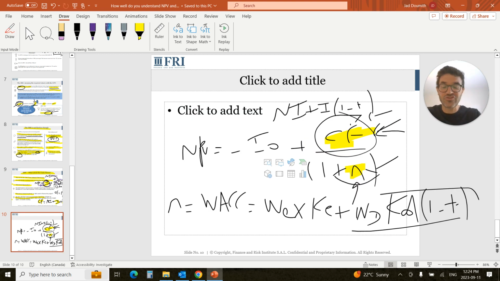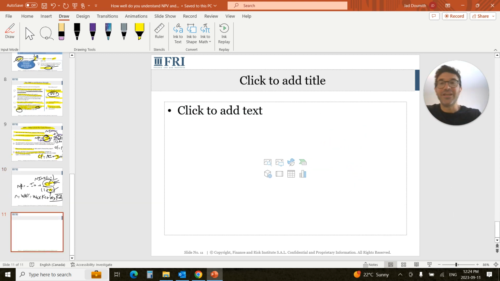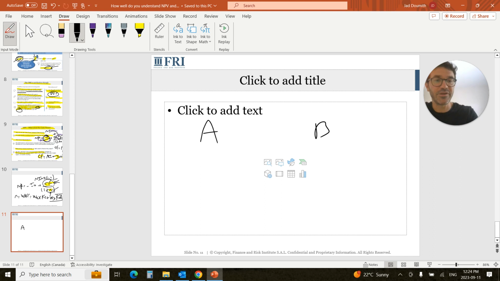Now, one last question that might be entering your mind at this point is, why do we add back interest expense adjusted for 1 minus t? 1 minus the tax rate. And this is because when you pay interest, you actually lower your profitability and you escape some taxes. And a very easy way to see it is to look at the following example.